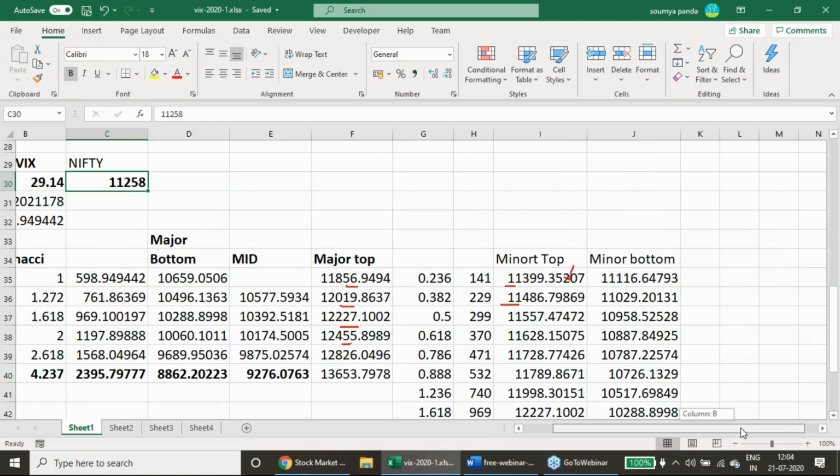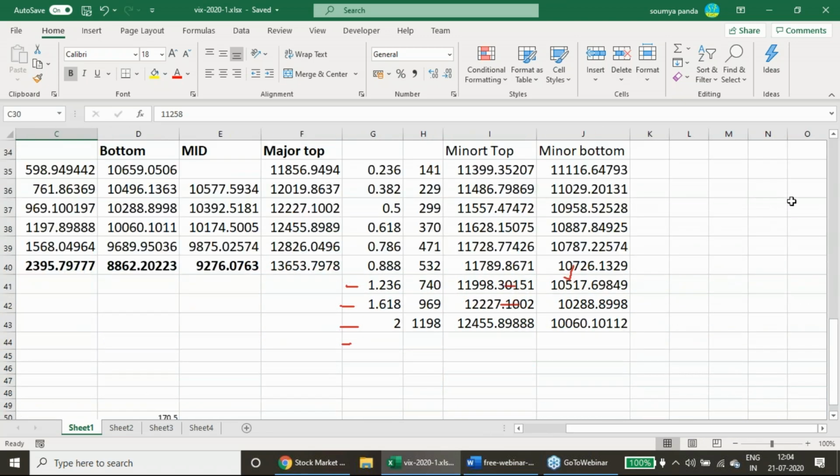However, the minor top and minor bottom are what we basically require for our trading, because we cannot have big targets for our trading. The minor tops are forming at 11,359, 399, 486, and the minor bottoms are 116 and 11,029. So these two levels and these two levels. Now the major hurdles will be coming once these minor tops are made.